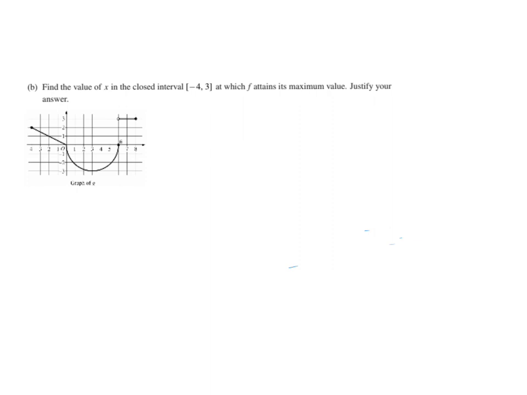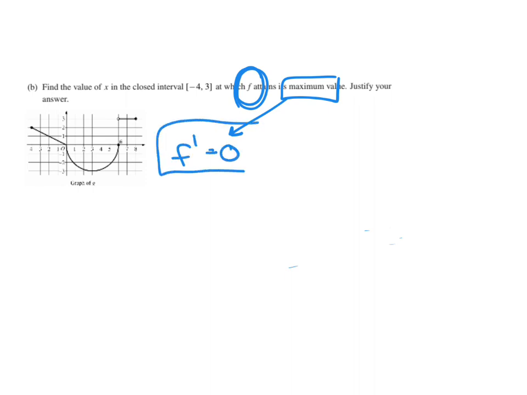All right, find the value of x in the closed interval at which f attains its maximum value. Justify your answer. So let's pull out some key calculus terms. First of all, they're talking about function f, so let's highlight that. And then the calculus word would be a max. So I'm going to start with a justification. Before you can find a max or a min, we always want to set f prime equal to 0. And kind of just make that chart for yourself.